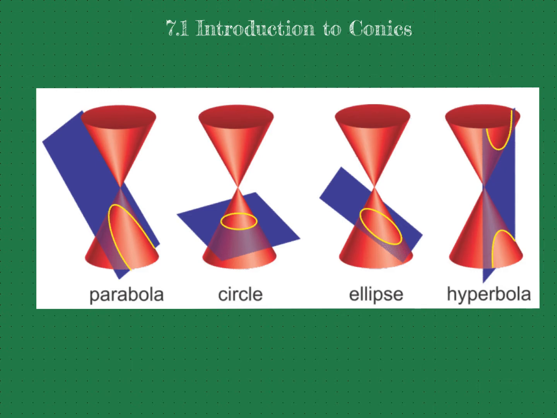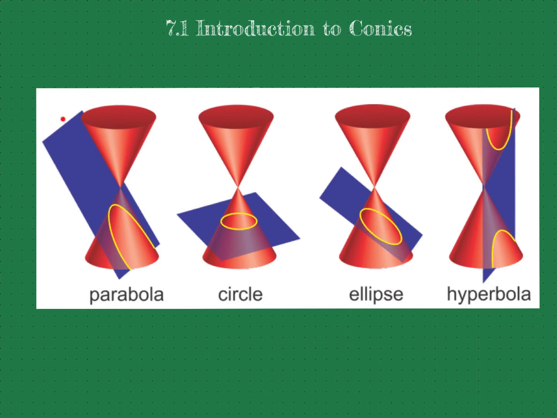Really, they are two shapes that we already are pretty familiar with, a circle and a parabola, and then two that we might not be as familiar with yet, called an ellipse, kind of like an oval, and a hyperbola, which is essentially just two parabolas.